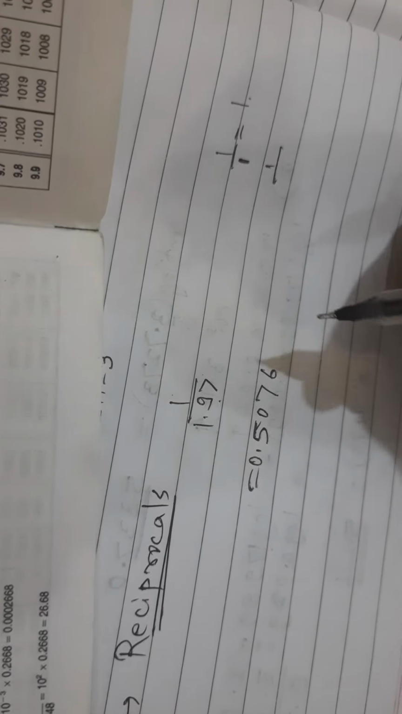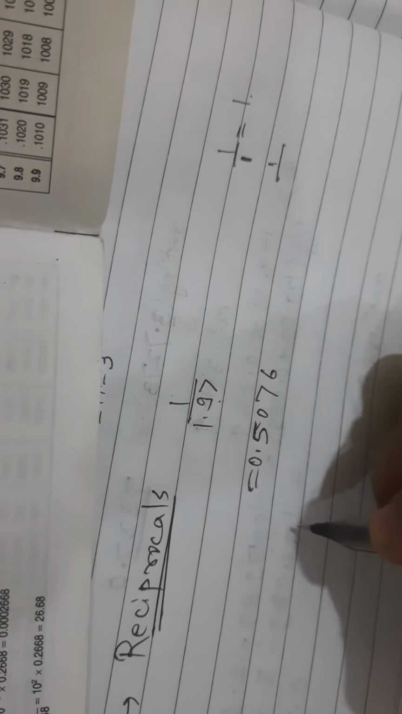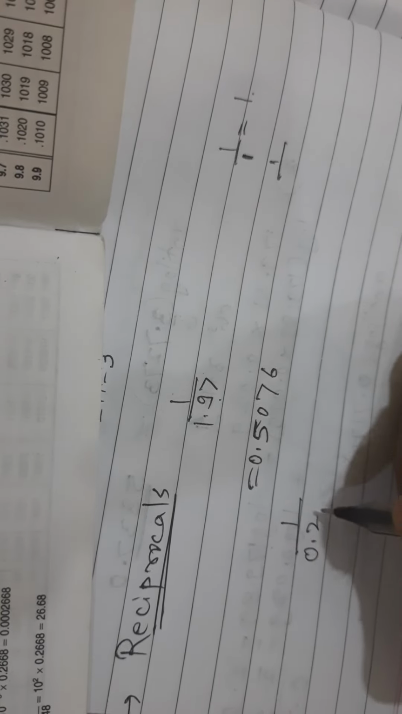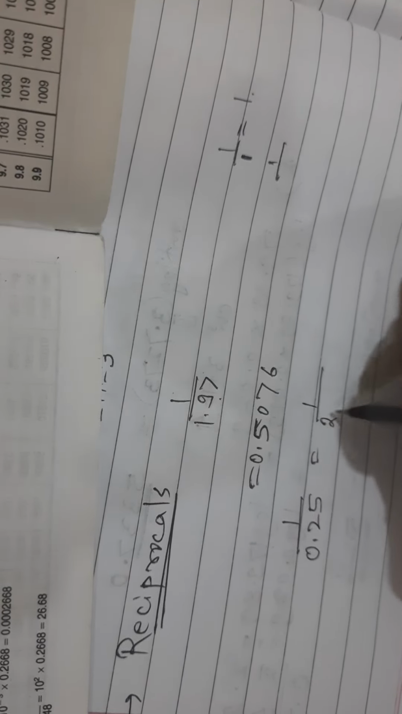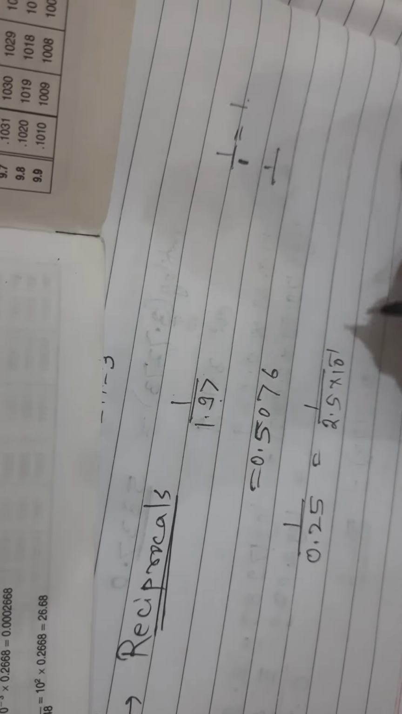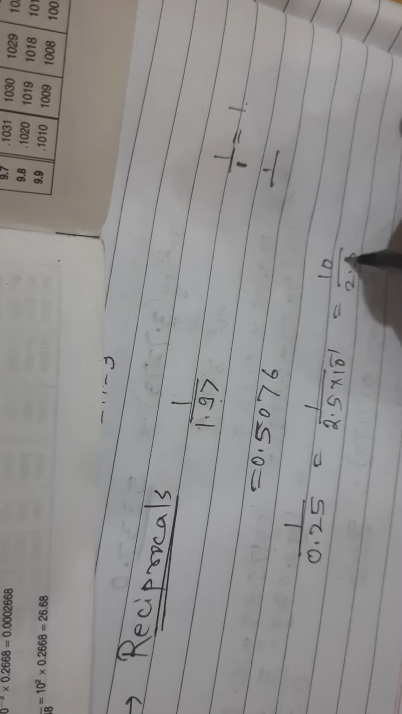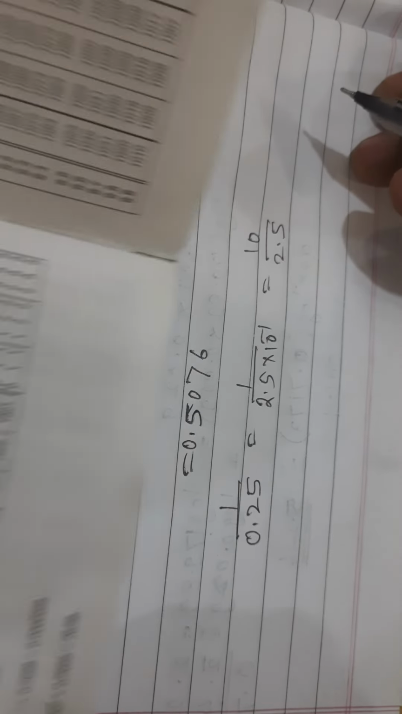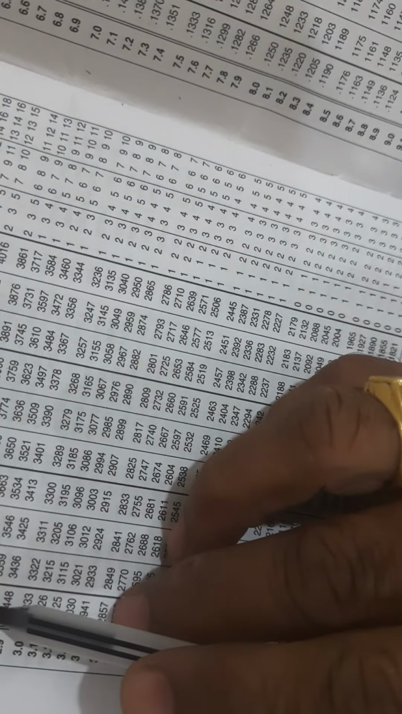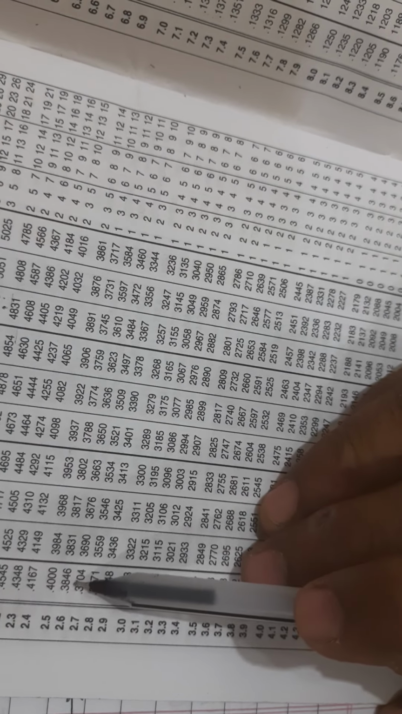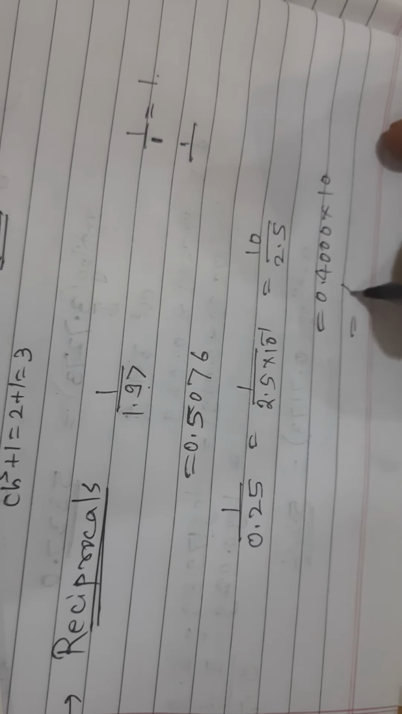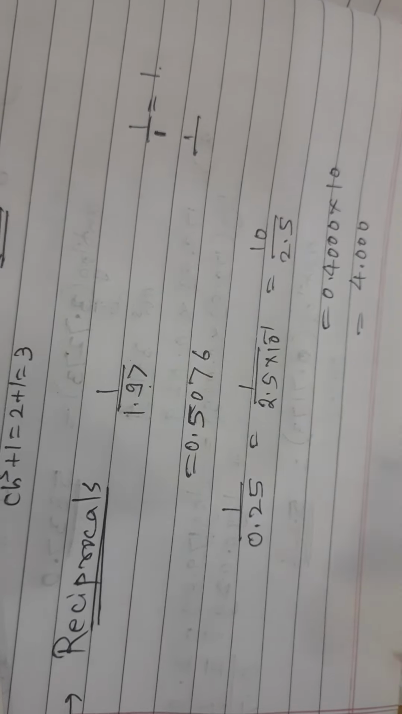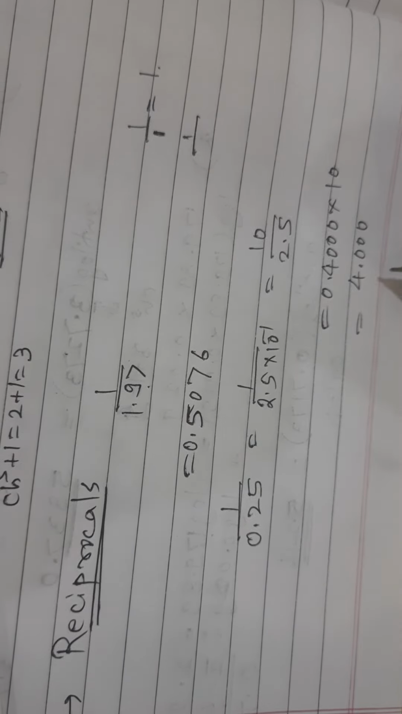In this way we can find the reciprocals. Another example: suppose we take 1 upon 0.25. You can write this number as 2.5 into 10 raised to minus 1. Now you can write it as 10 upon 2.5. See the reciprocal of 2.5, that is 0.4000. Multiplied by 10, that is 4.000, and this is the reciprocal of 1 upon 0.25.